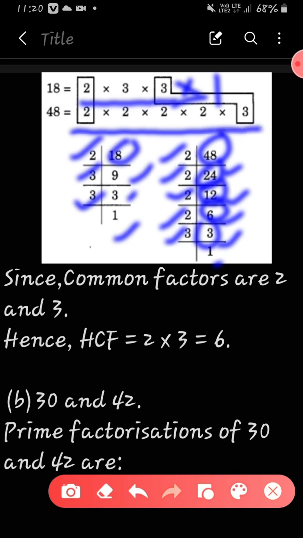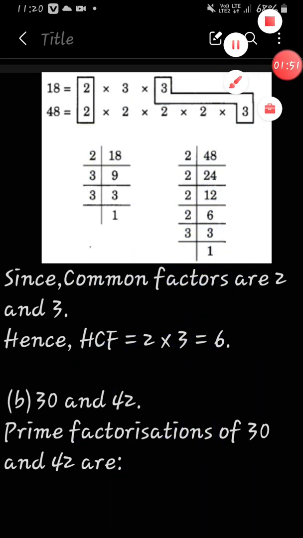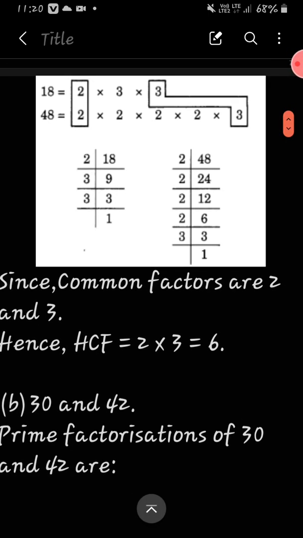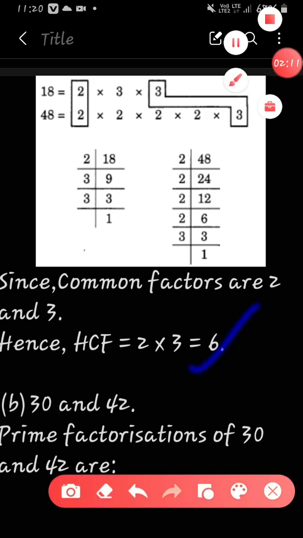Now we have to find the common factors among them. So how many are common here? These 2 and 2 are common, and 3 and 3 are common among those. The other numbers are not common. So since common factors are 2 and 3, therefore HCF of 18 and 48 is 2 into 3, which is equal to 6. You have understood 1A, the common factor of 18 and 48. Let's proceed to question number 1B, that is 30 and 42.